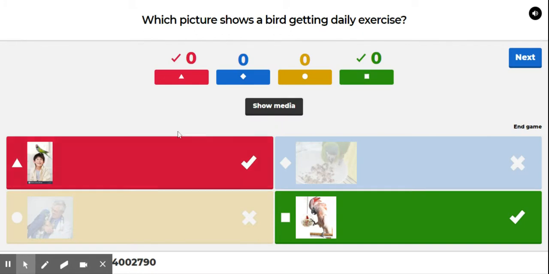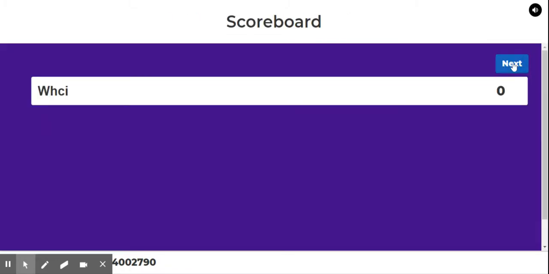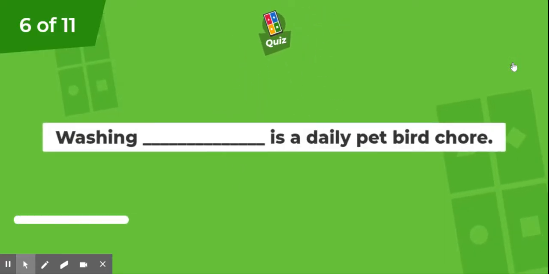There's two answers here. So over here, getting out of the cage and playing with their owner and spending time is a good way to get exercise. And also over here, playing with the ball or any other toys inside the cage. Two good answers.